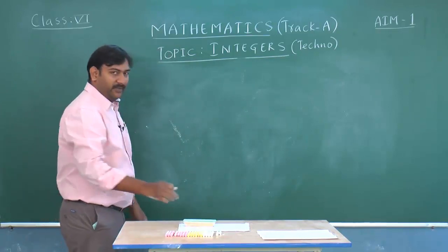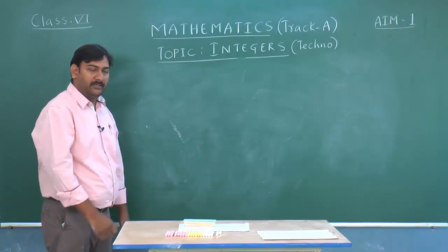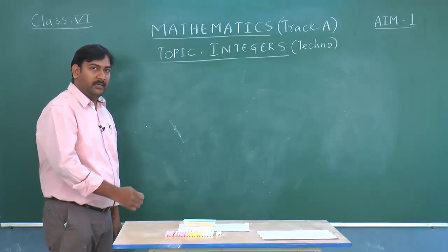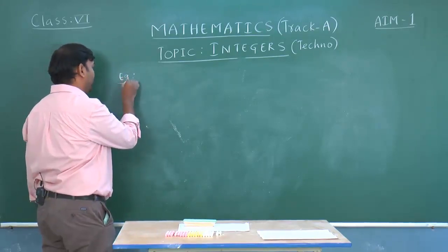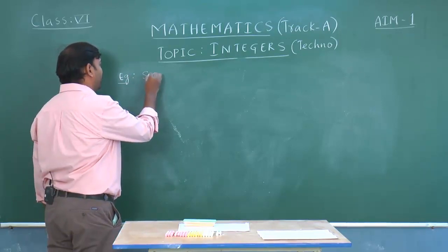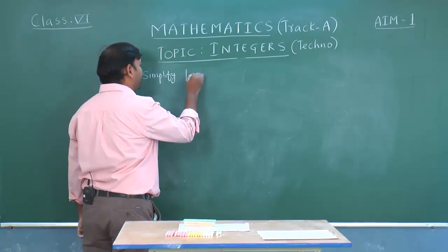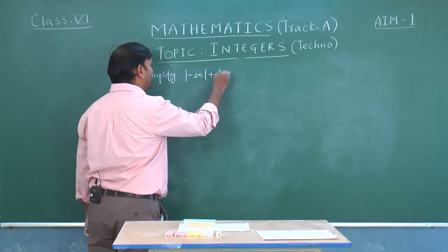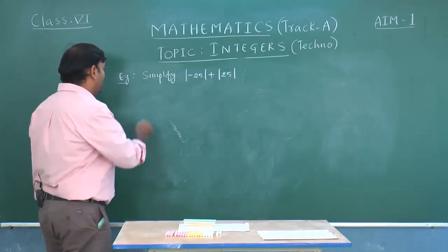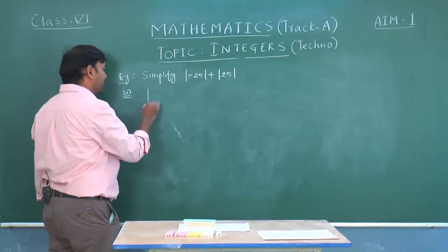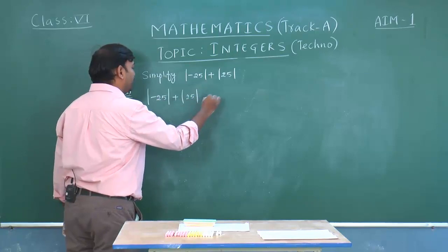As we already have seen the definition of modulus, we need to be very careful in the case of a negative integer. Otherwise, you can just apply the definition: neglecting the sign, write the result. Let's go for some example. Say, simplify the absolute value of minus 25 plus the absolute value of 25. So I want to simplify this. I can make use of the definition. So the absolute value of minus 25 plus the absolute value of 25 is equal to.